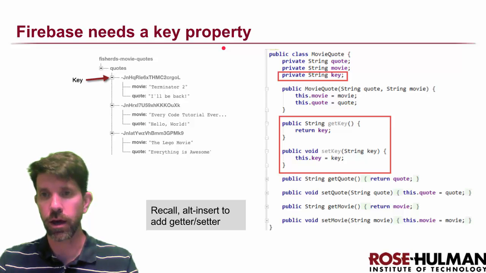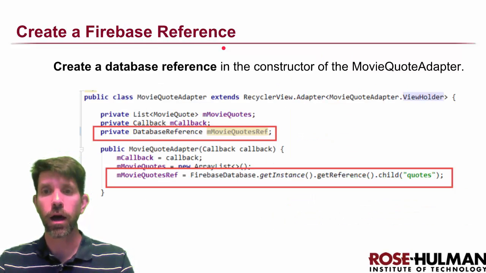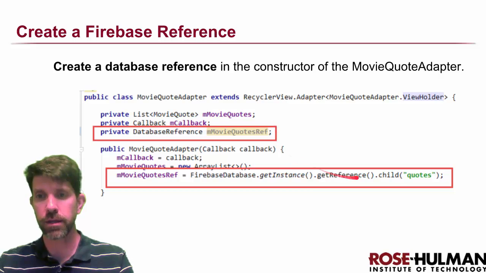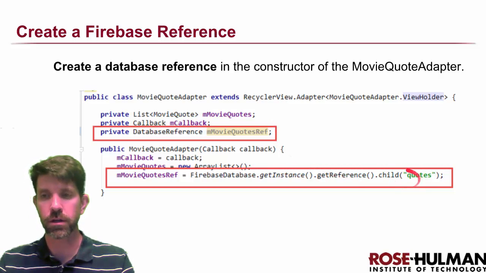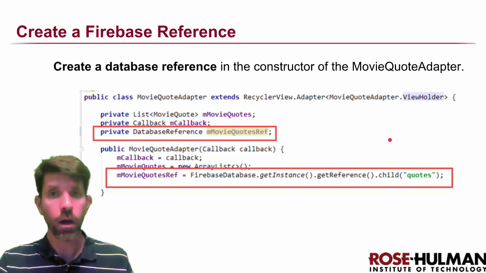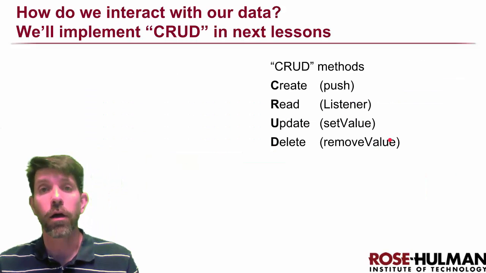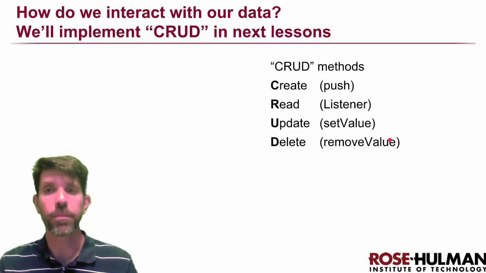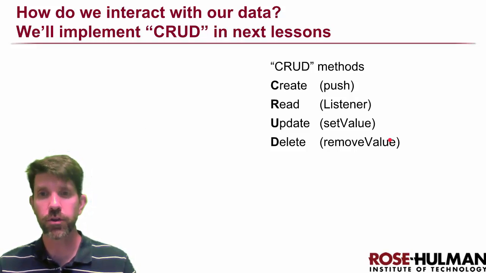So I have a key. My Firebase reference I made, and again, you saw that what I did here was I hard coded the path to go into the quotes node. All right. That's it for this lesson. Just setting the stage for what's going to happen in the next few lessons here.